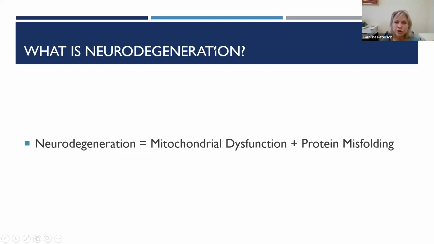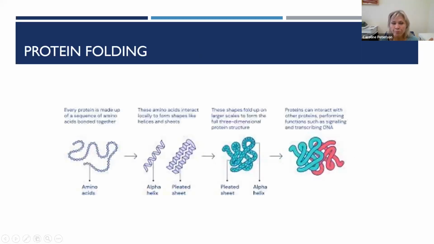So we talked about neurodegeneration being a combination of mitochondrial dysfunction and protein misfolding. Now we're going to talk about protein misfolding. So proteins are made out of amino acids. Amino acids are the building blocks of proteins. Everybody takes amino acids in their smoothie, something like that.